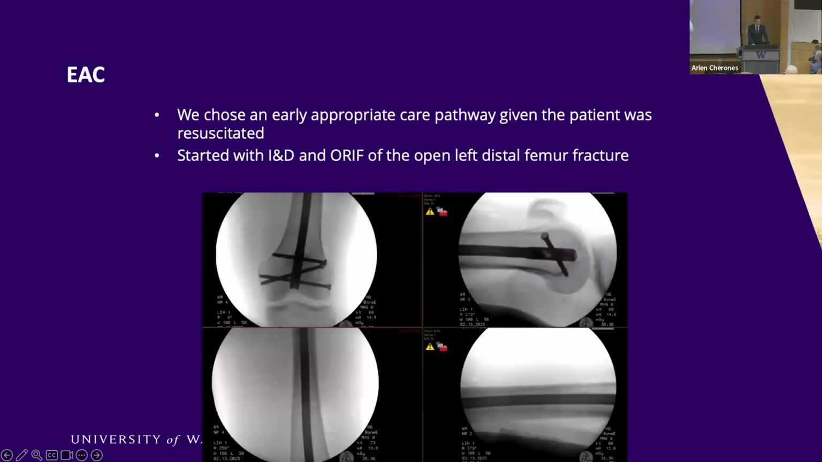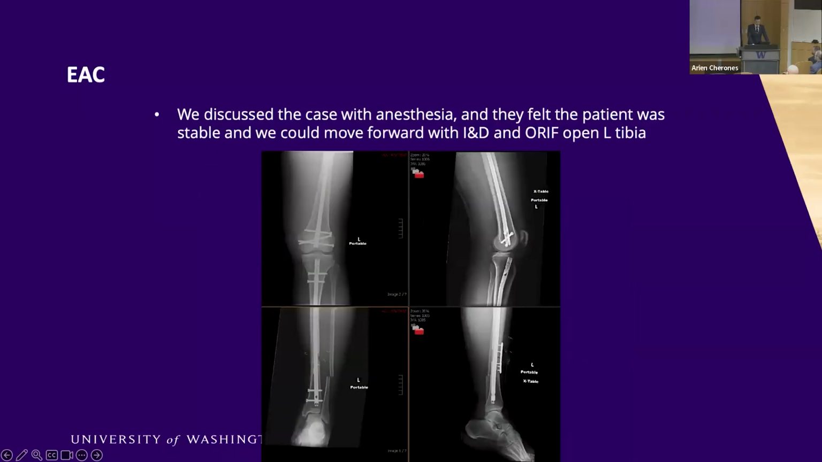So for our patient, we chose an early appropriate care pathway given his vitals and everything that I had shown previously. And we started with an IND and intramedullary nail of his open left distal femur. He had a retrograde nail. And then we discussed the case with anesthesia. Said, hey, we've got one thing done. How's he doing? I felt that he was doing well and we could move forward. So we moved forward with the left leg continuing on his open tibia.